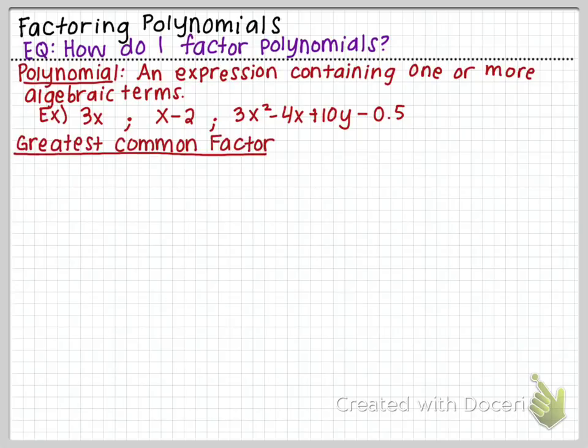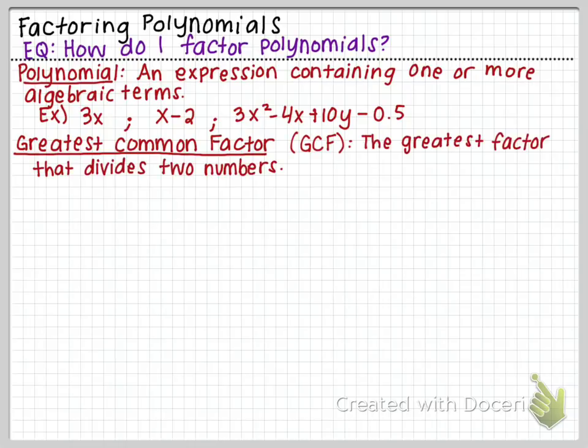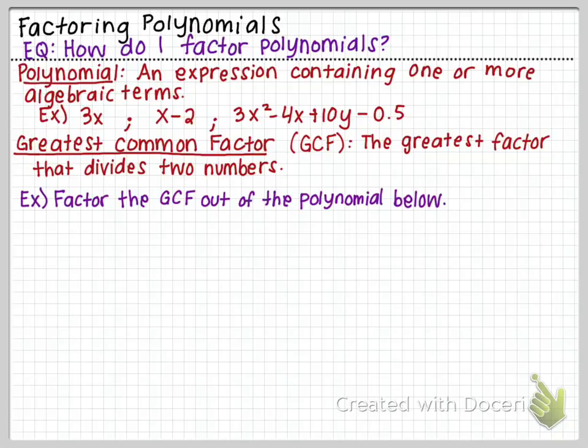The greatest common factor, remember you can also write that GCF for short, that's the greatest factor that divides two numbers. So today, one of the things we're going to be doing is factoring the GCF out of polynomials. So that's the first step. When you're factoring, the first thing you want to do is look for any GCF that you can pull out of that polynomial first.